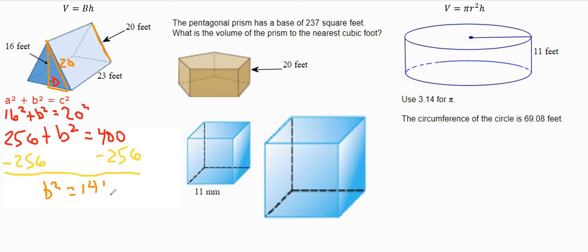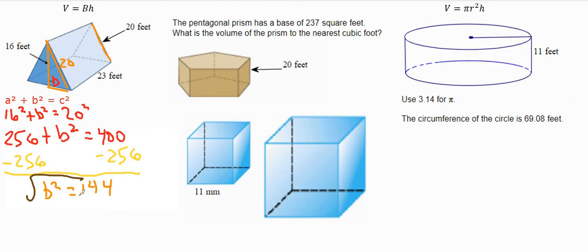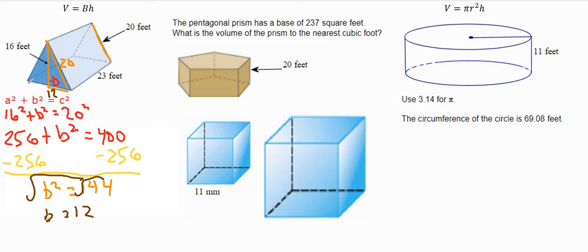And then, of course, at the very end, the opposite of squaring a number is the square root, and that's going to give us that b is 12. So this little side down here is 12, so the whole way across will be twice that. So the base of this triangle is actually going to be 24.